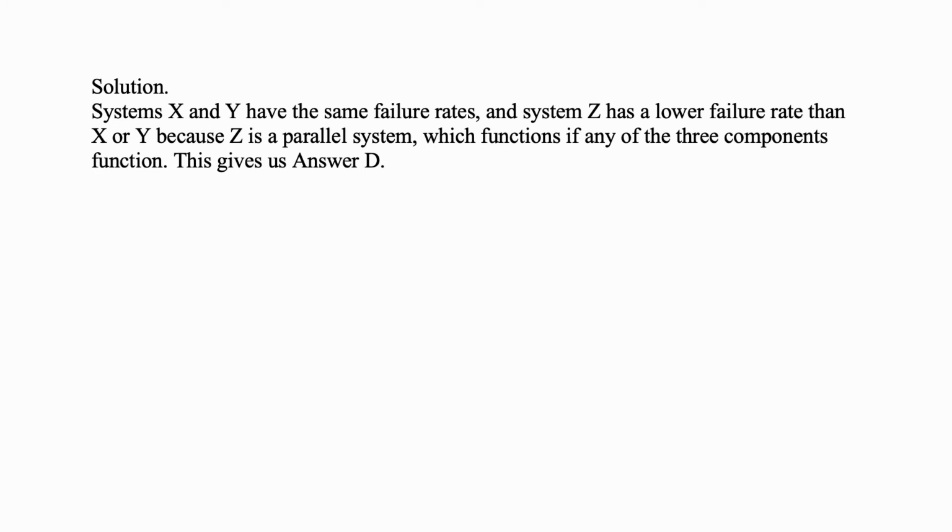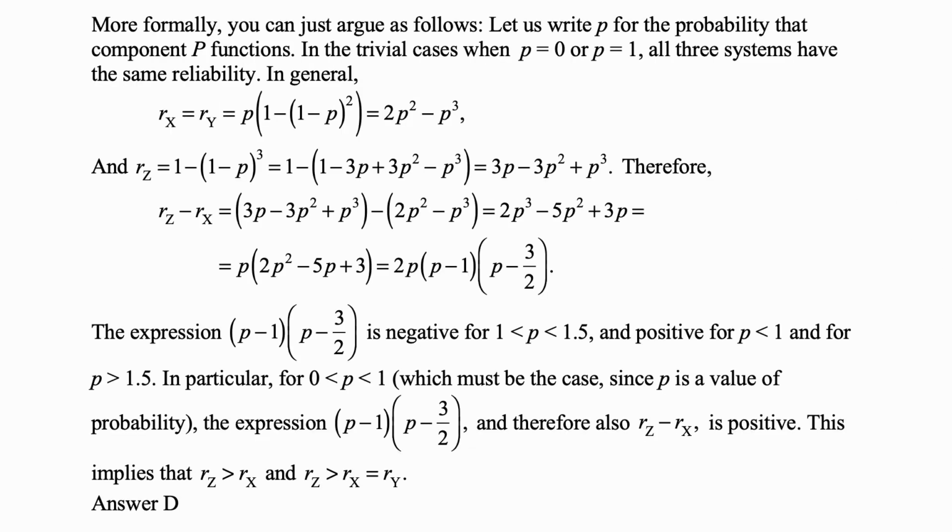And here's the solution. Systems X and Y have the same failure rates, and System Z has a lower failure rate than X or Y, because Z is a parallel system which functions if any of the three components function. So this gives us answer D immediately. But if you want a formal argument, so if you want to do it formally, you can just argue as follows. Let us write P for the probability that component P functions.